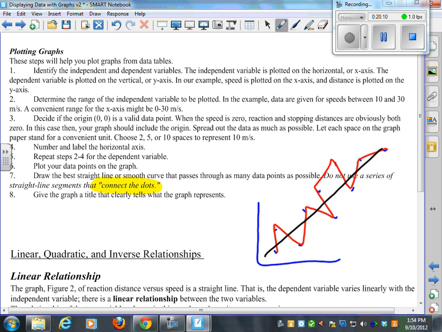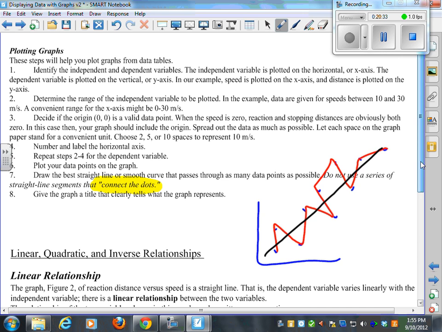Is Ben's line of best fit going to be exactly the same as Tony's line of best fit? No. Is that okay? Perfectly all right. They have different opinions of what it's going to look like, okay? The point is that it's the process that's important, not the exact number. Do not connect the dots. Get a ruler, draw the line of best fit, or curve of best fit, and give the graph a title that clearly tells what the graph represents.